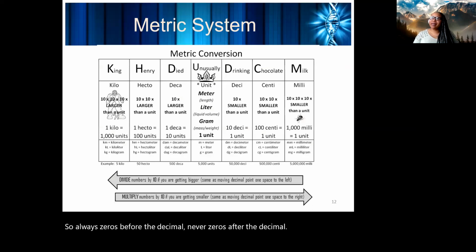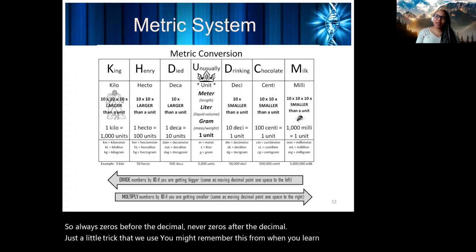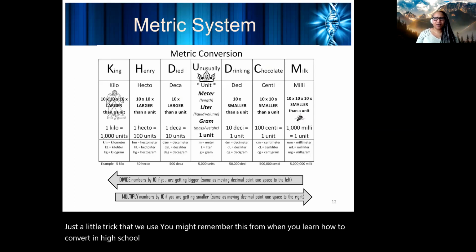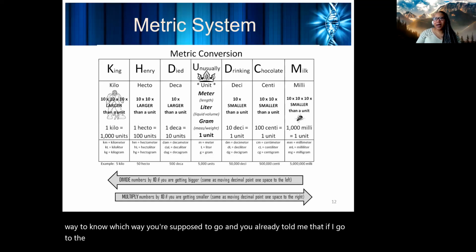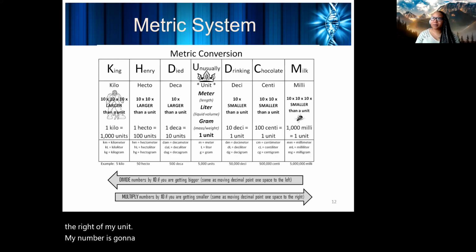Just a little trick that we use. You might remember this from when you learned how to convert in high school. King Henry died usually drinking chocolate milk. That's a good way to know which way you're supposed to go. You already told me that if I go to the left of my unit, then my number is going to get larger. And if I go to the right of my unit, my number is going to get smaller.